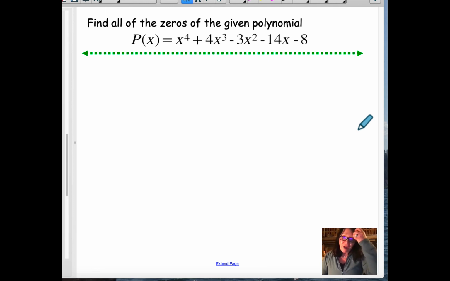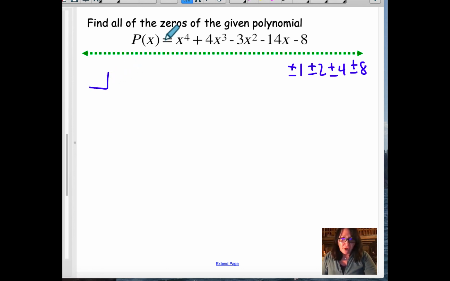This one says, find all the factors of the given polynomial. I do notice one thing, that this is x to the fourth power, which basically means that I have to go through synthetic division not just once, but twice. So my rational root theorem just means my factors that I could try are plus or minus 1, plus or minus 2, plus or minus 4, and plus or minus 8, all over the 1 here. So these are my values.